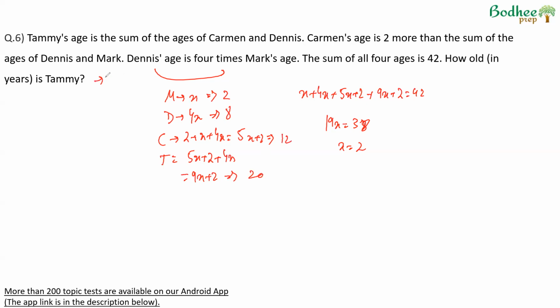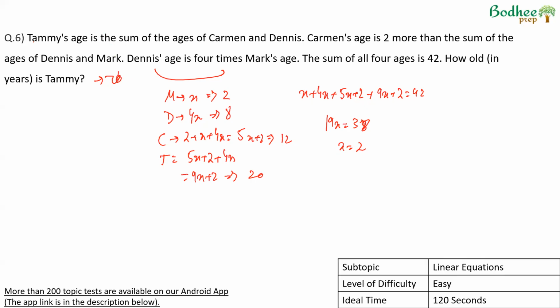What is the age of Tammy? 20 becomes the answer. Again, I think it is a straightforward sort of question. It shouldn't take too much time to solve. Basic small numbers and therefore easy. At max 120 seconds to solve.